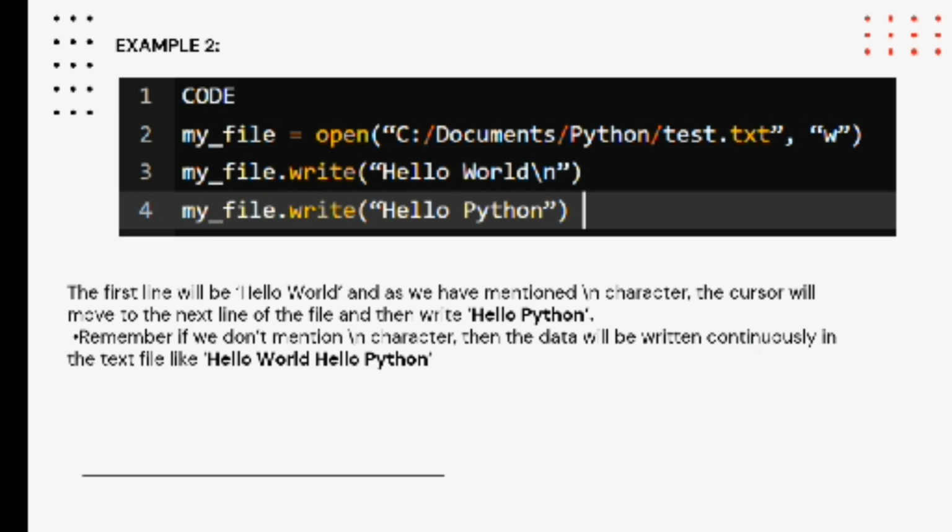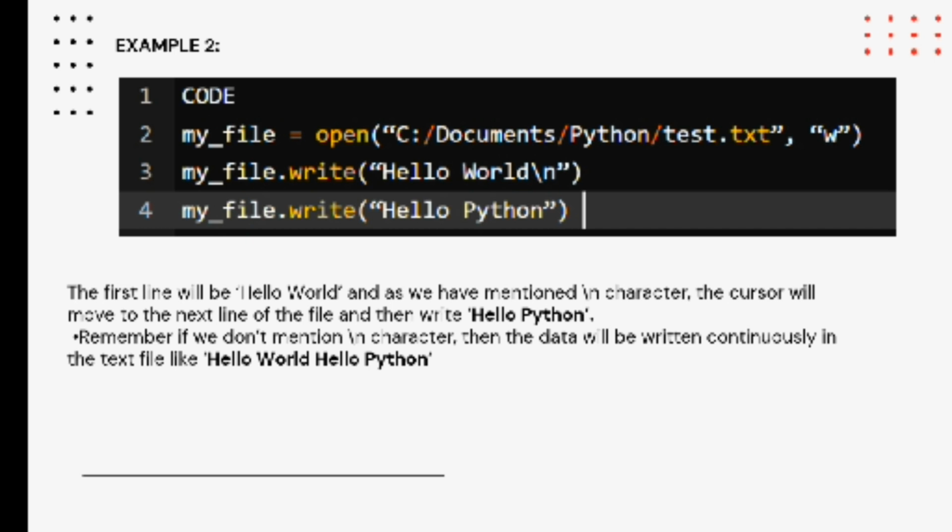In example 2 we can see that my file is assigned to the open method within parentheses test.txt and the write operation: my file.write hello world and my file.write hello Python. Here we can see that the first line will be hello world, and as the \n character is mentioned, the cursor will move to the next line of the file and then write hello Python.